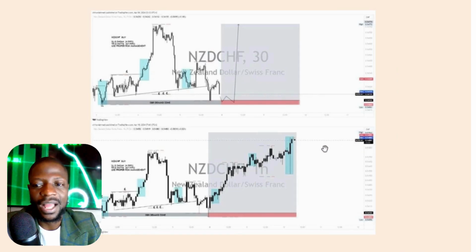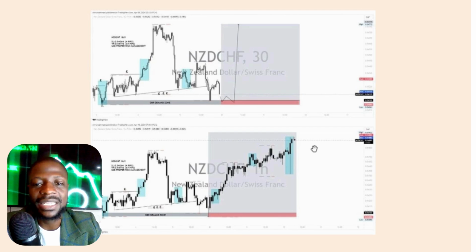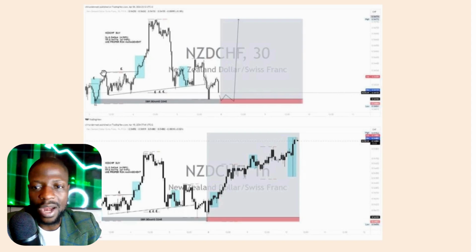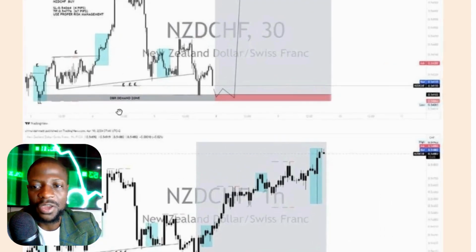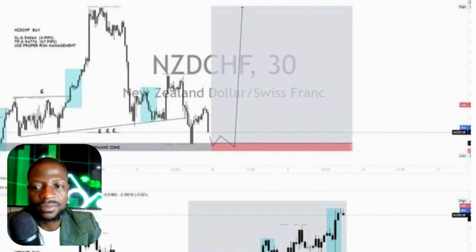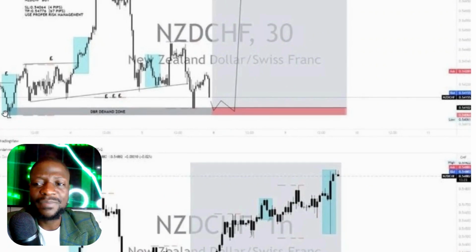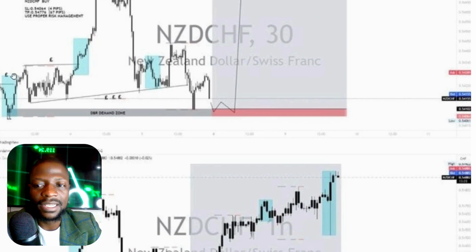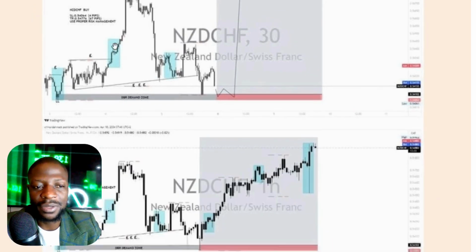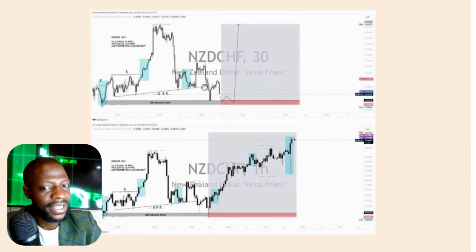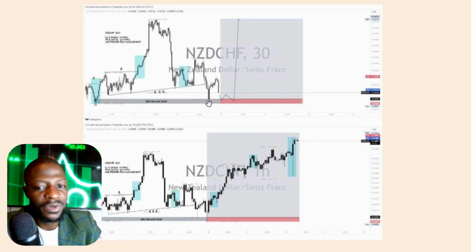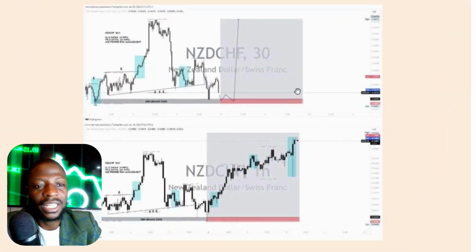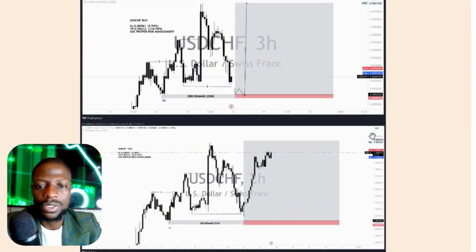What's the next one? That's NZD CHF right here. What do we have? We have a very nice drop base rally, break of structure to the upside. You have your QML just here. Okay, QML is basically just like an inducement. So the market induced this level, and then the market comes and continues to break structure to the upside, and then guess what happens? The market just beautifully comes into our area and then just goes like crazy to the upside. Absolutely amazing.